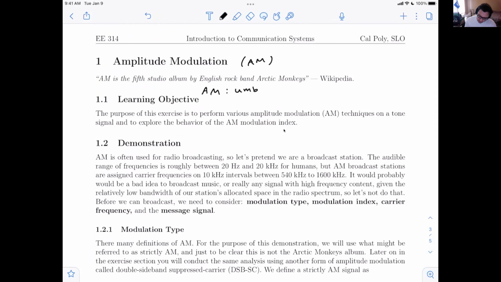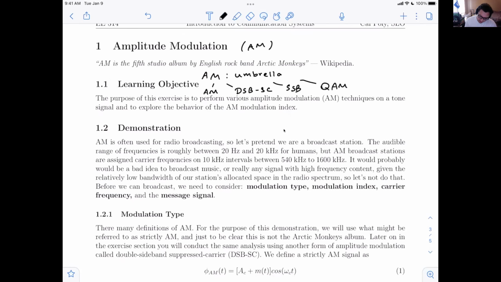is pretty much an umbrella term, right? So there's a lot of different types of AM, and it depends on how we define our modulation scheme. So there's what we call strictly AM. There is double sideband, suppressed carrier, so the type of amplitude modulation. There's also single sideband, quadrature amplitude modulation, and the list pretty much goes on and on. So for this demonstration first, I'm going to be considering just strictly AM, as I mentioned down there.